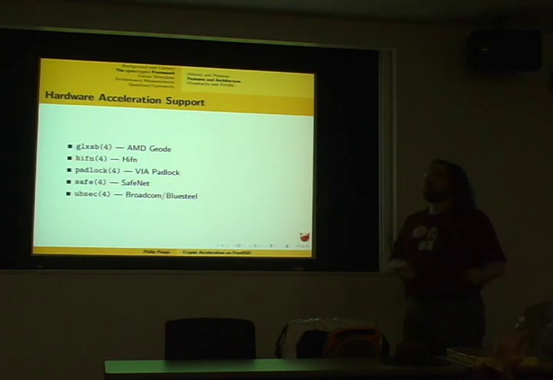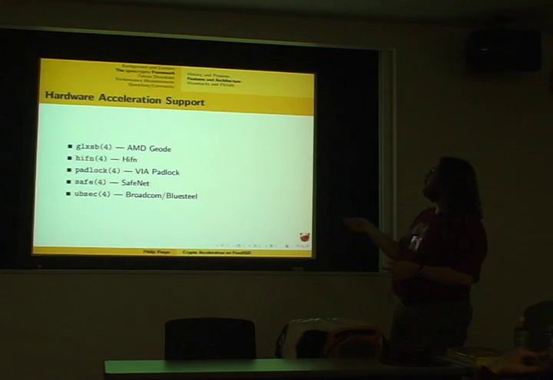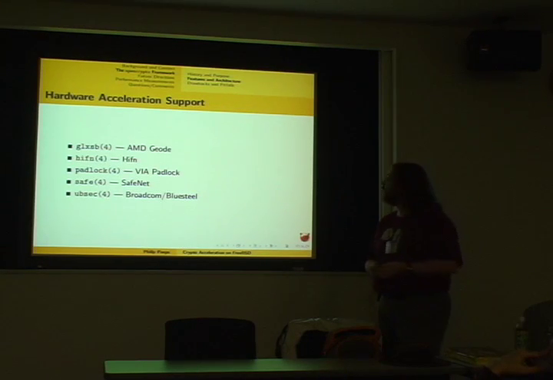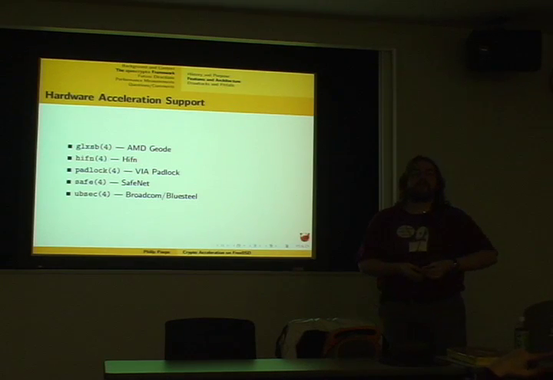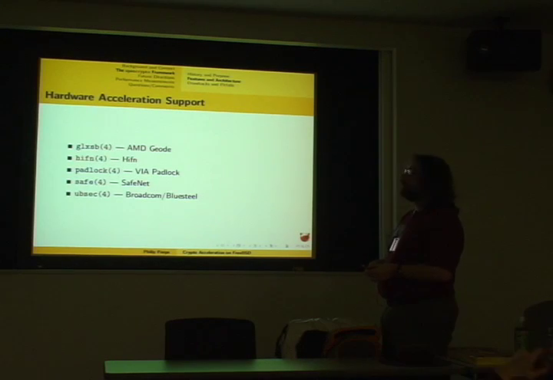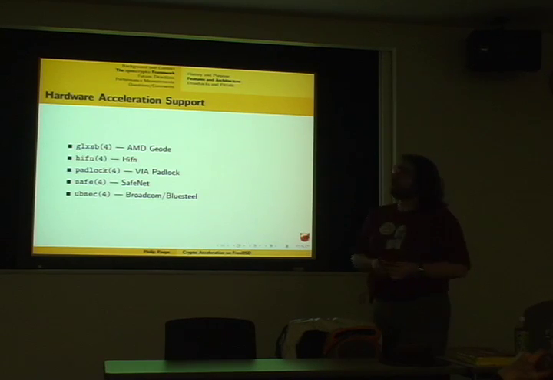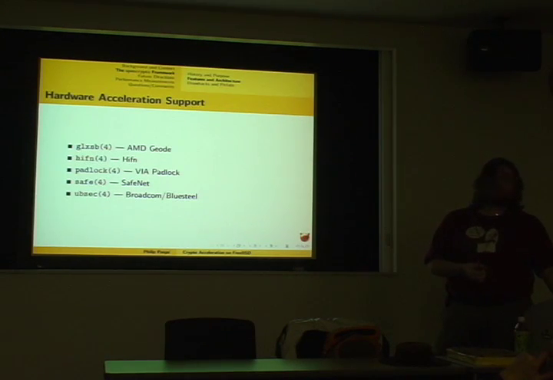The hardware accelerator, as I explained, has support for a number of different hardwares now. We've got the Geode crypto block, the Hifn cards. Padlock is quite popular. It's found in all these cheap VIA embedded processors. SafeNet, I have no idea what it is, but it's reported to work, and if I break it, I get complaints. And UBSEC is the fast Broadcom BlueSteel one.